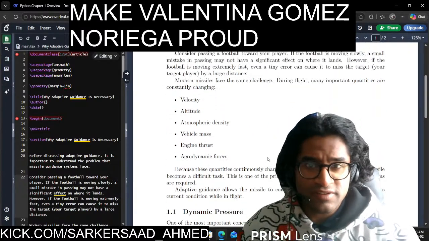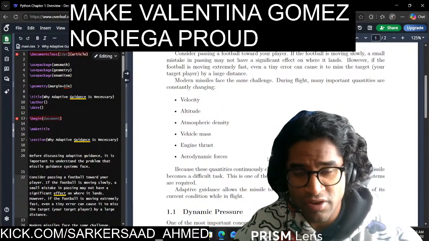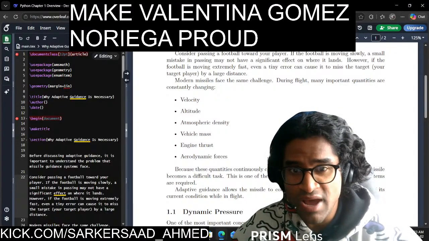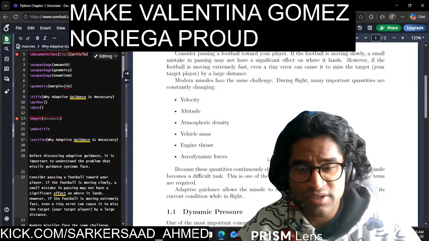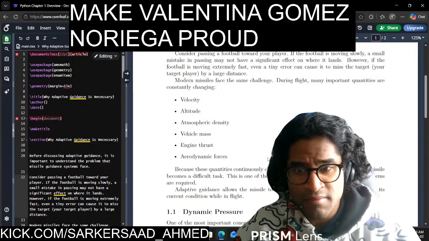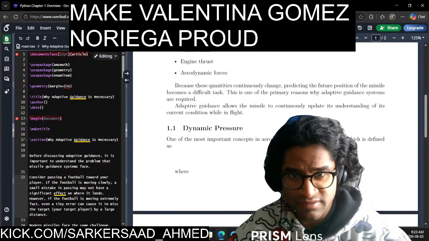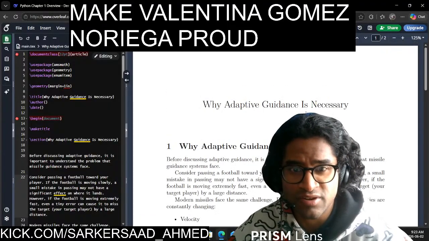The modern missiles face the same challenge. During the flight, many important quantities are constantly changing. So you have the velocity, the altitude, the atmospheric density, the vehicle mass, the engine thrust, and aerodynamic forces. Because these quantities continuously change, predicting the future position of the missile becomes a difficult task. And this is one of the primary reasons why adaptive guidance systems are required.